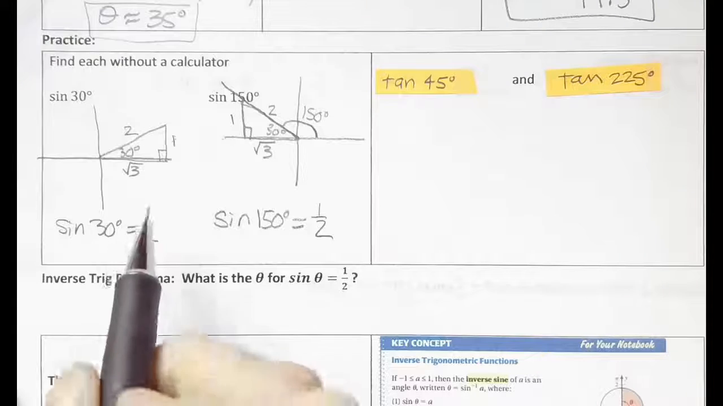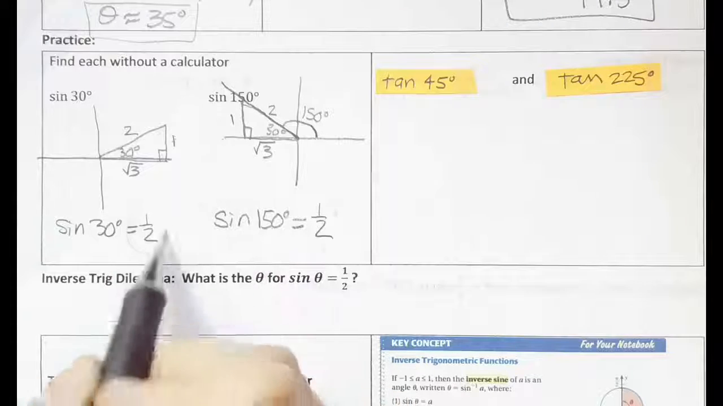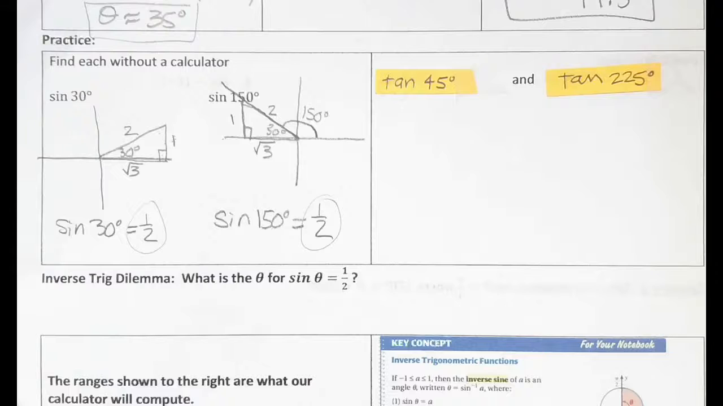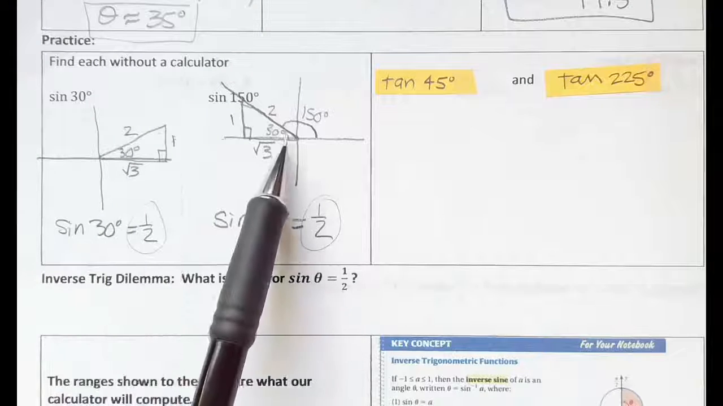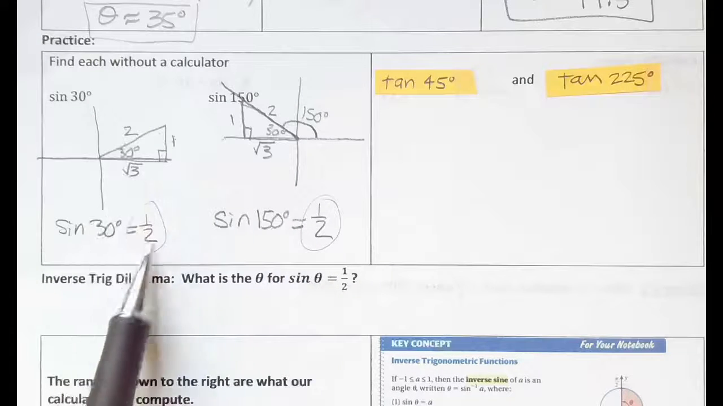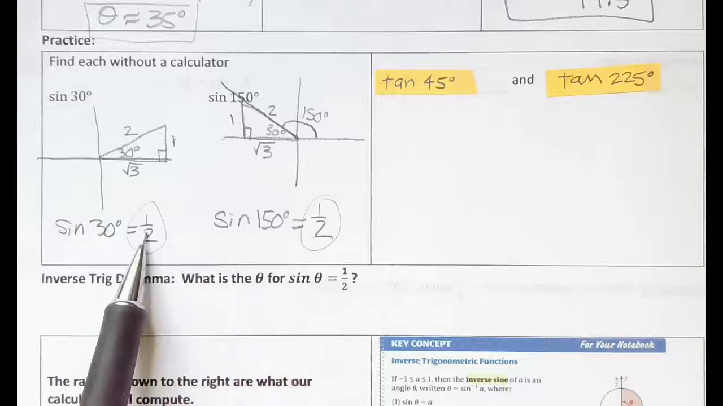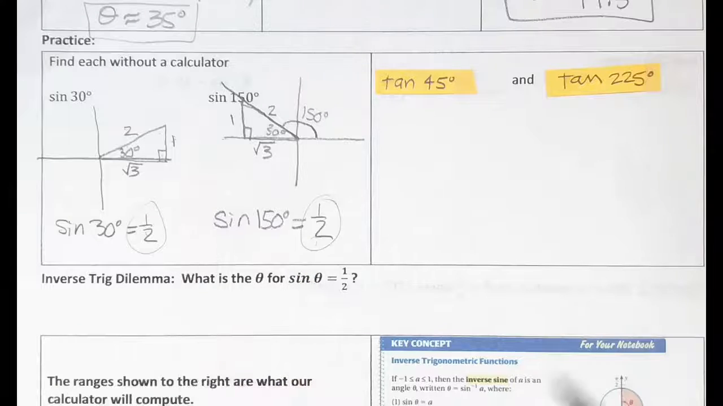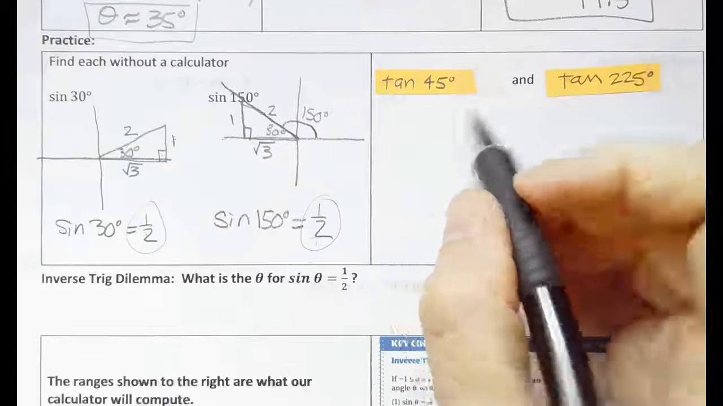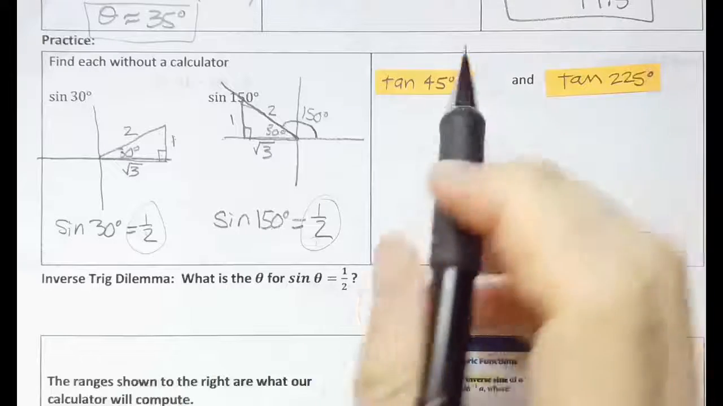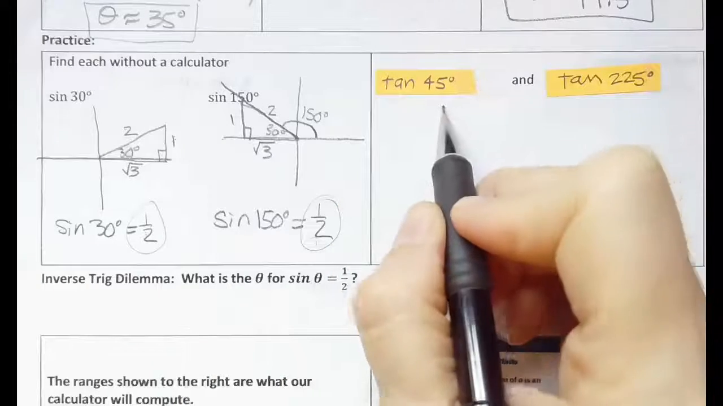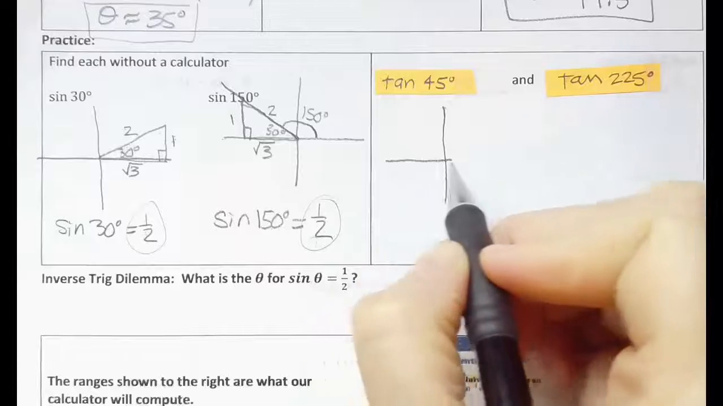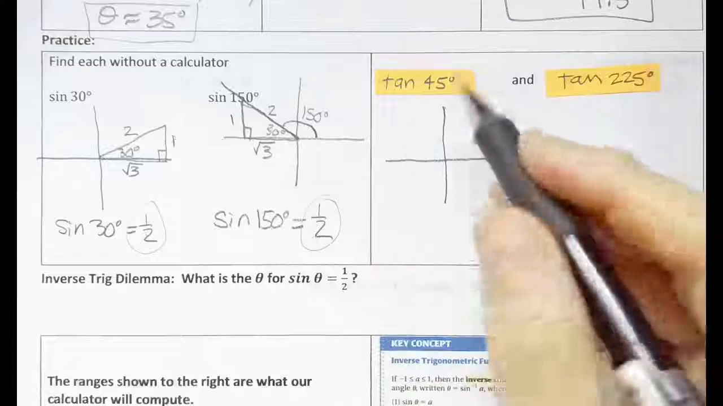So look, 2 different angles give me the exact same side ratio. That never happened for us in geometry because we only ever dealt with quadrant 1 triangles and angles. But now that we're rotating through the quadrants, we have this double dilemma. We're going to figure out how to deal with that when we do our inverse trig. Here's just another example. It happens with all of the trig ratios. I didn't give an example of cosine, but let's do one of tangent.